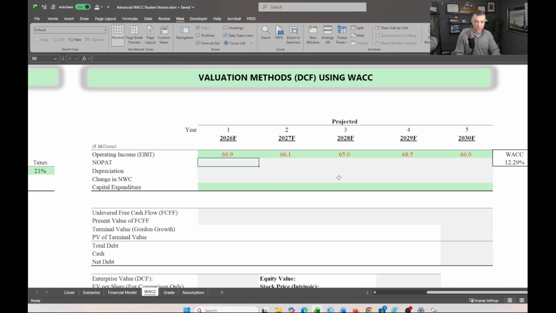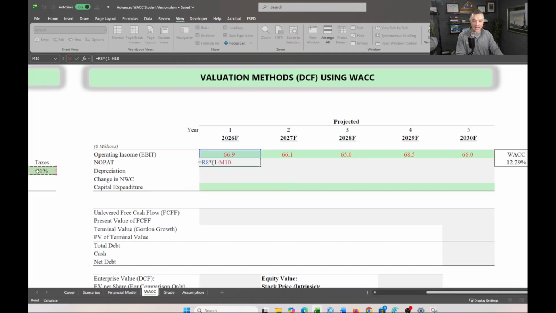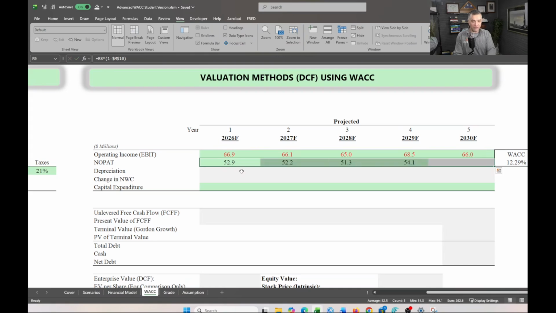Next, what we want to know is the net operating profit after taxes. We're not including interest at this point to find the enterprise value. So we want to find NOPAT. I'm going to take the EBIT and multiply it times 1 minus the tax rate, which is right over to the side, M10. I'm going to hit F4 to freeze that, close it up, and that's going to be our NOPAT, a calculated field. Hit Control R.